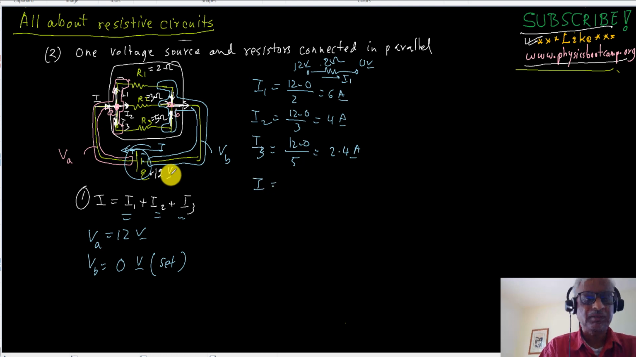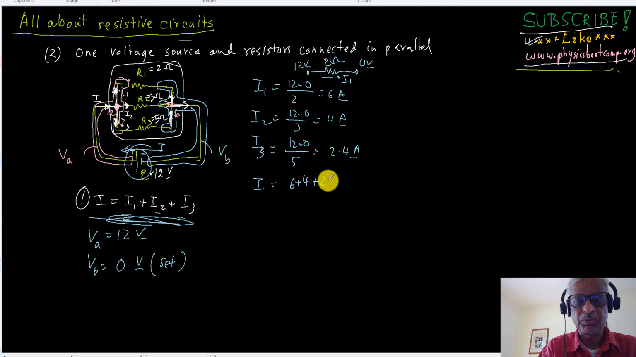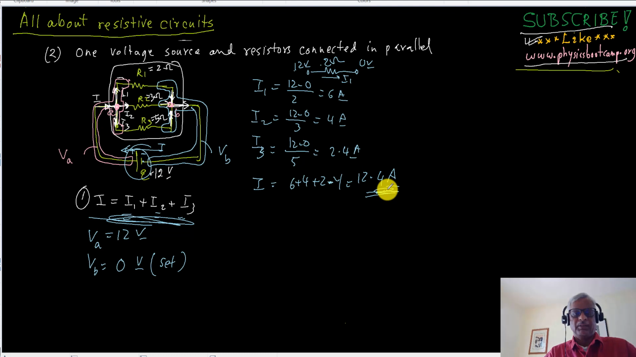And so I is the current going through the battery. The current through the battery is the outside current, which has to go through the battery, and this has to combine like this. So we just have to add up 6 plus 4 plus 2.4, which is 12.4 amp.